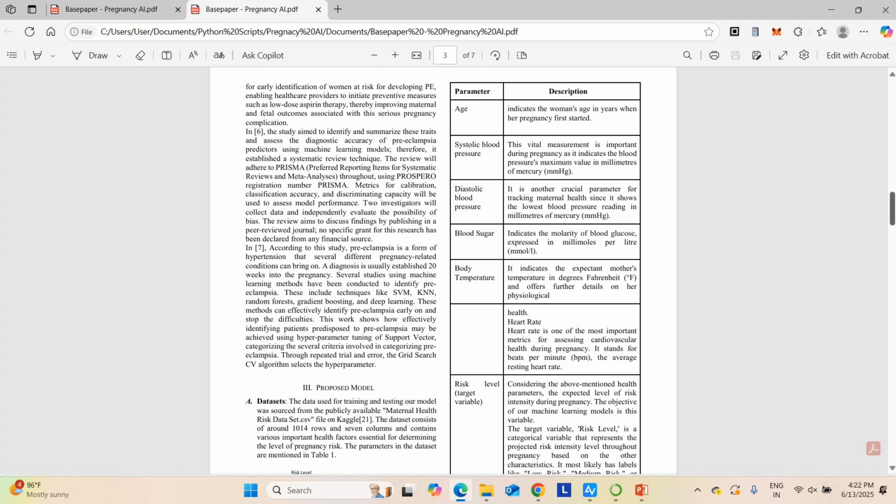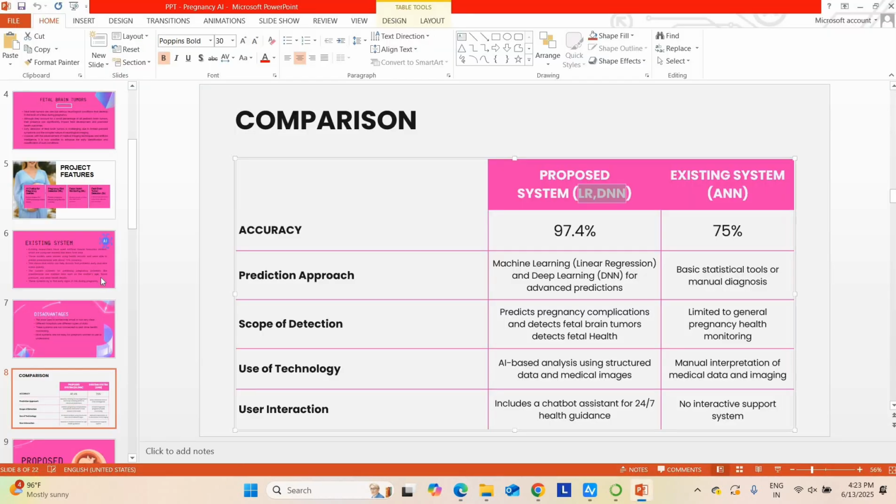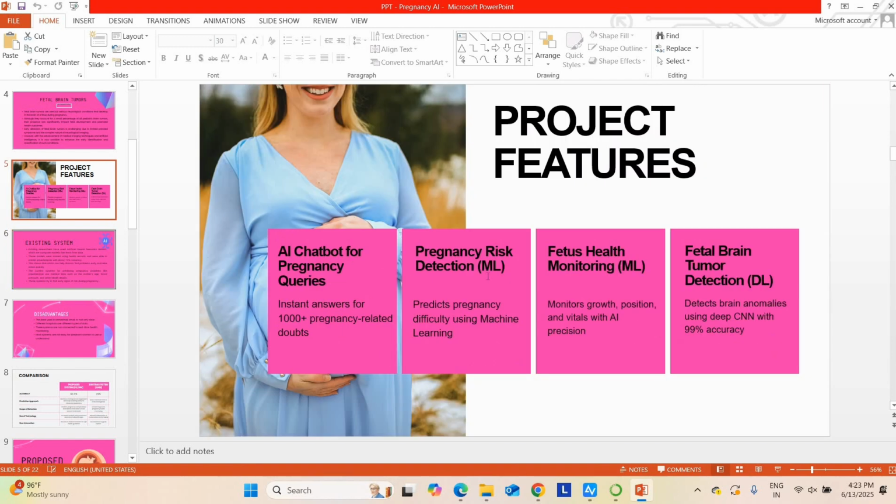We are not taking the exact same thing. We are additionally applying more features in our project. Let me check the project features first. Our project not only detects the pregnancy risk, it additionally has many other features. First of all, the major feature is an AI chatbot for pregnancy queries. We have created a 24/7 AI chatbot. This chatbot can answer any type of question related to pregnancy. It is a real-time chatbot, so you can ask whatever you want. It uses a large language model as well as NLP, the natural language toolkit. So it's a very worthwhile thing.